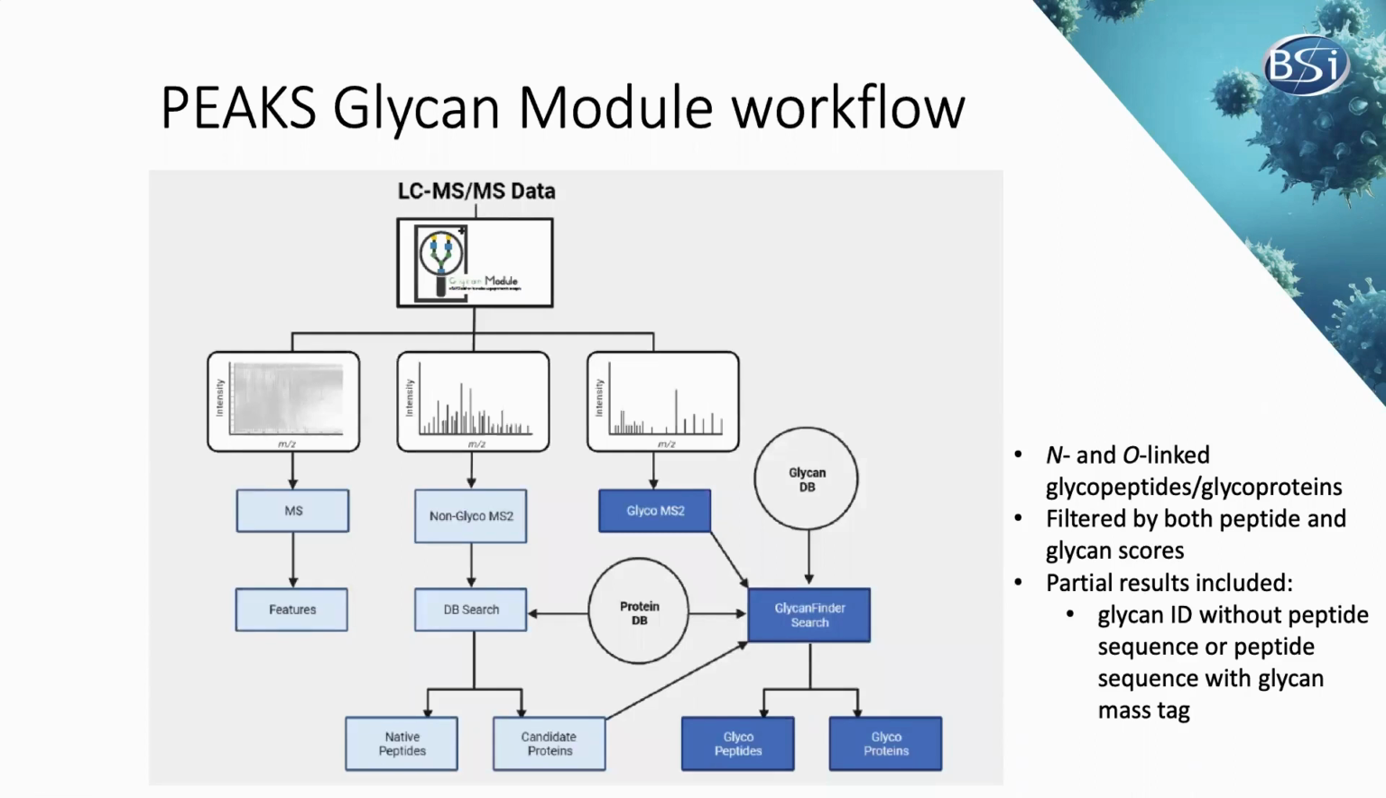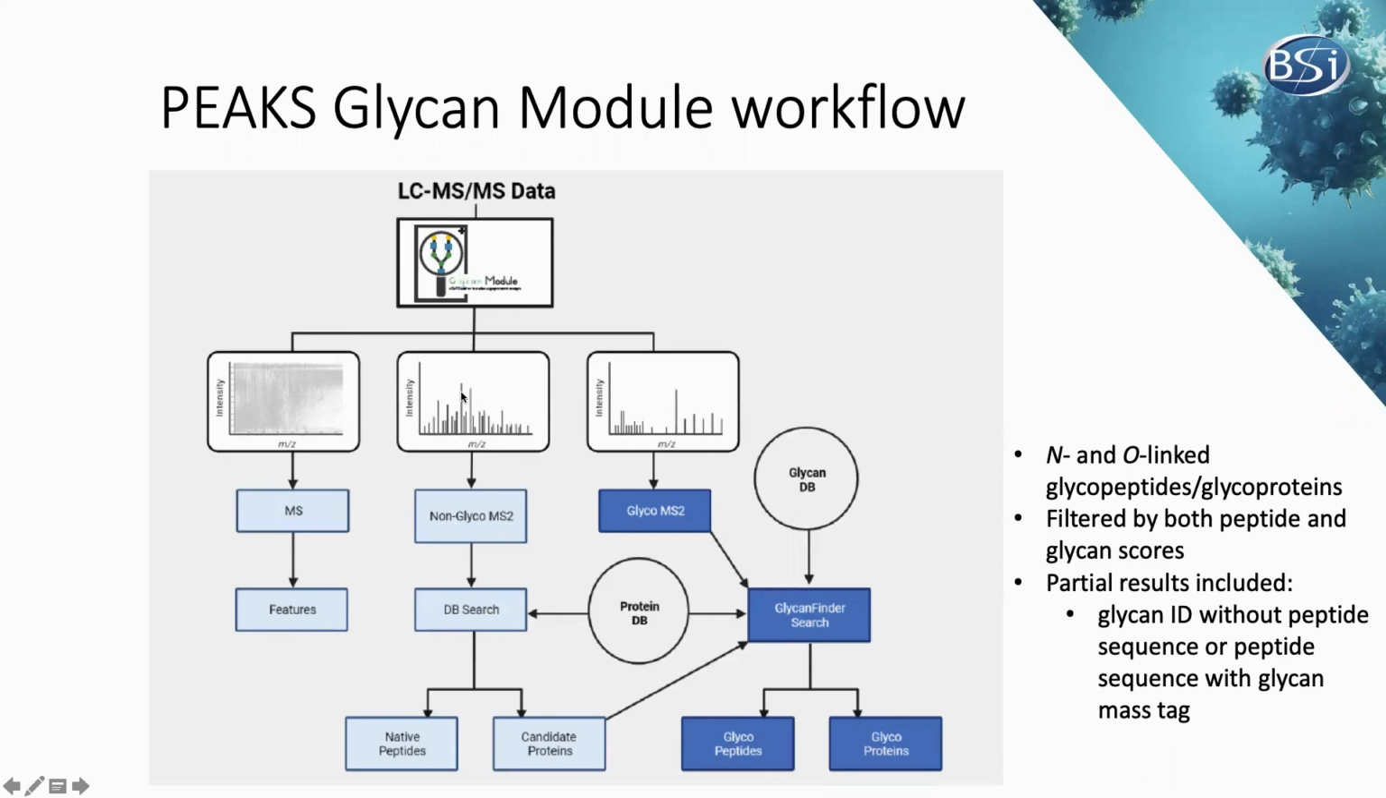So here's our Glycan Module workflow. Starting with raw LC-MS data uploaded into PEAKS 11 Glycan Module, the data first undergoes data refinement and then passes through this spectrum classifier, where we extract from the MS1 scans the features that will be used for quantification analysis. And we also classify the MS2 spectra as either non-glyco MS2s or scans that can be predicted to contain glycan fragmentation ions.